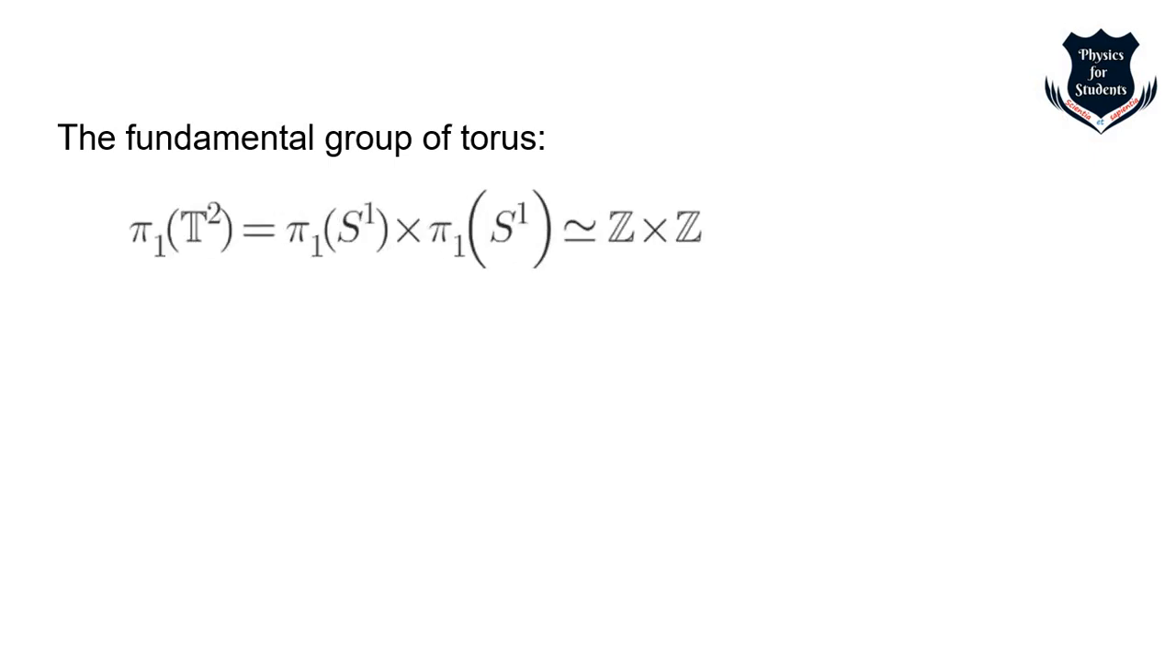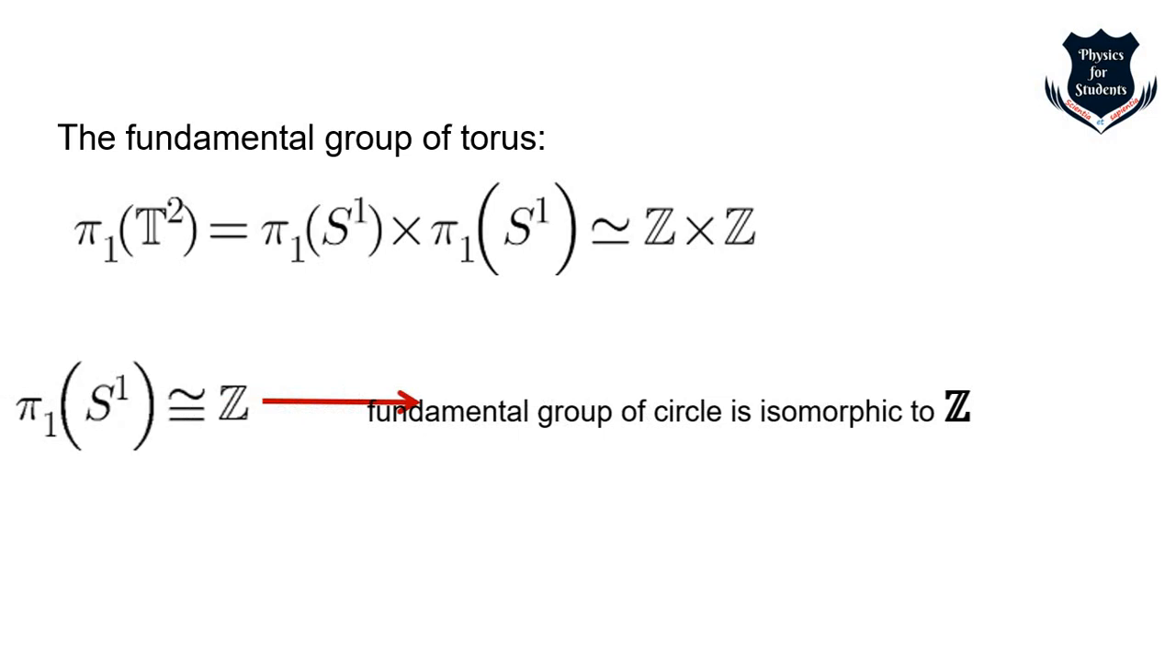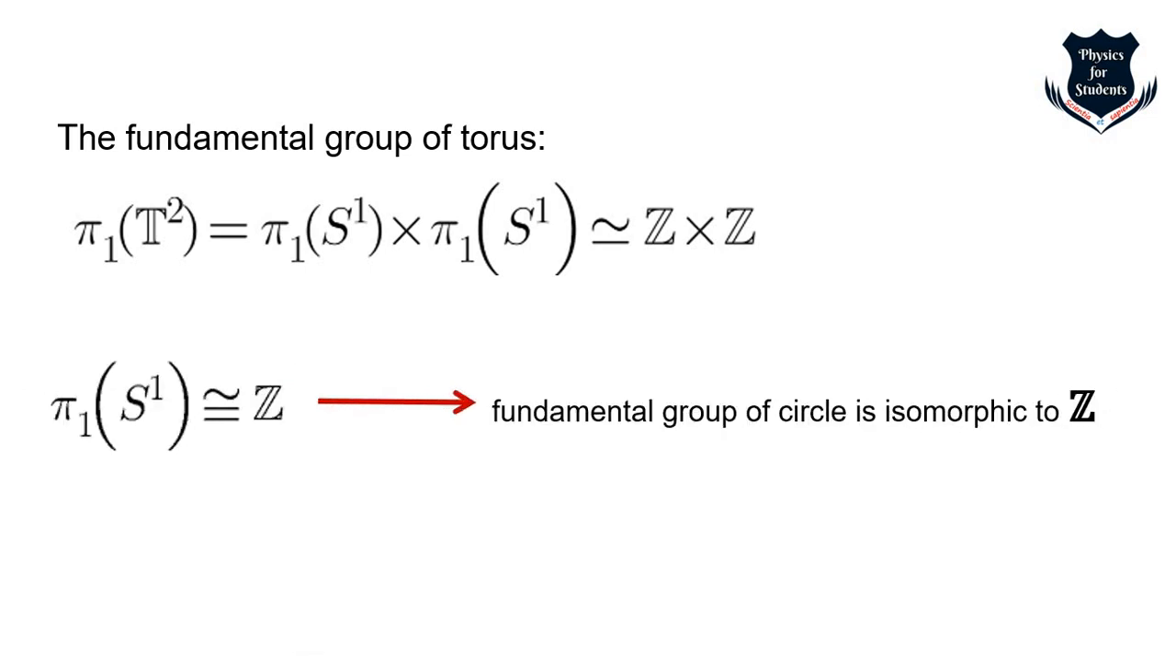Now the fundamental group of the torus. The fundamental group of the torus is just the direct product of the fundamental group of the circle with itself, which is something like this. I have followed the standard notation: I have taken S1 as the circle and the bold T as the torus, and it is a direct product of the circle with itself. Also it is important to note that the fundamental group of the circle is isomorphic to Z, the set of integers.